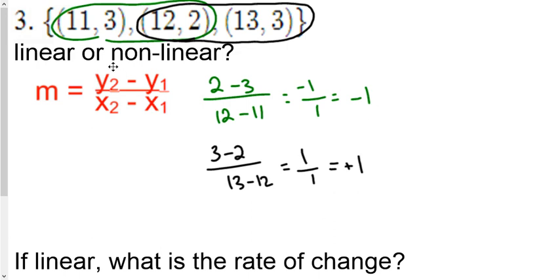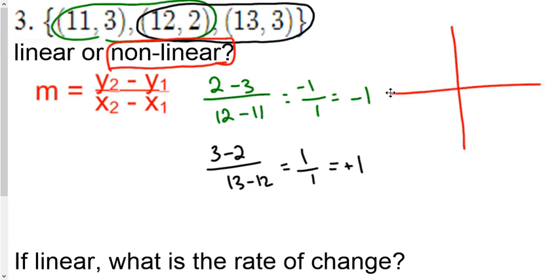So I'm going to say this is non-linear. It's a non-linear, in this case, function. But let's graph it and see what's happening here. 11.3 is up a little higher. 12.2 is down and to the right of it. And then 13.3 is to the right of that, but up a little higher. So we've got like this V shape. There's no way I can connect these points with a single line.